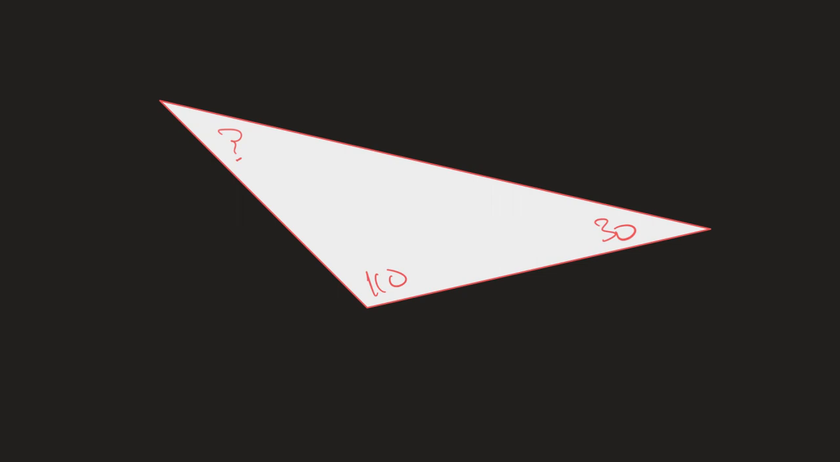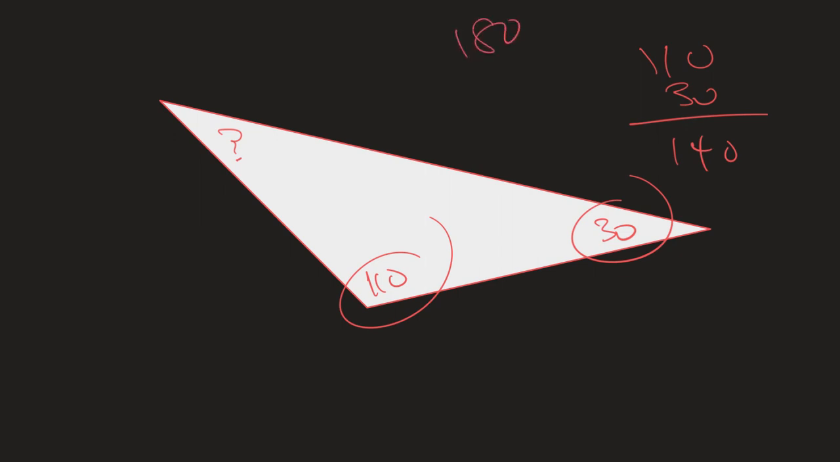Add them up, and then subtract from 180. That's right. So right here, you know these 2 angles here, 110 and 30. So you'll take 110 and 30. You're going to add those together to get 140. So those 2 together are going to add to 140. And of course, 180 minus 140 would be what? 40 degrees. So your missing angle would be 40 degrees.